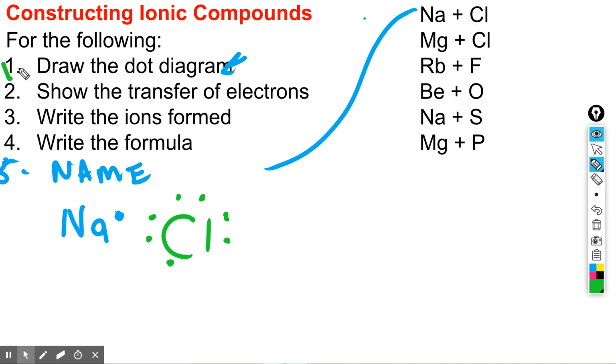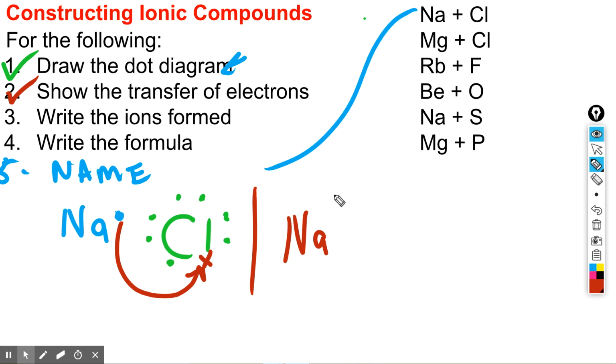So check. We did number 1. We drew the dot diagrams. Now we're going to show the transfer of electrons. Sodium needs to get rid of 1, and chlorine needs to have 1. So this is how you show it. You draw an arrow with an X. It has transferred the electrons. That's step number 2. Write the ions formed. So this is a separate thing. Na lost a negative, so it's positive by 1. And chlorine gained an electron, so it's negative by 1. There are the 2 ions that are formed. Write the formula.